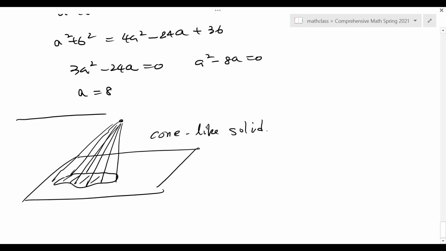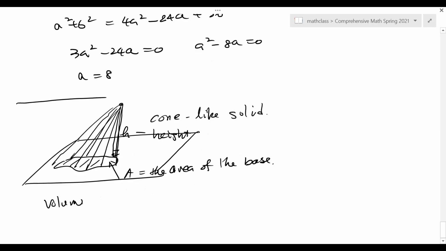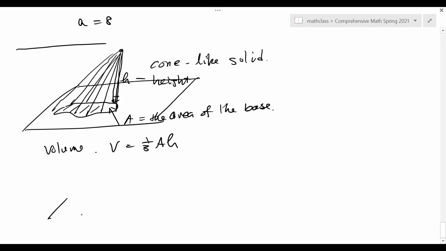In mathematics, you can show that if you draw the line perpendicular to the plane, this is the height H, and the base area A is the area of the base. Then the volume is going to be 1/3 of base area times height. This formula is true for all kinds of cone-like solids, and especially for a pyramid.